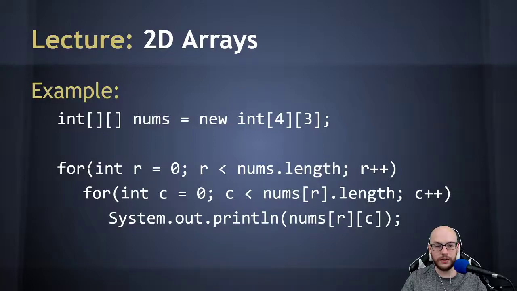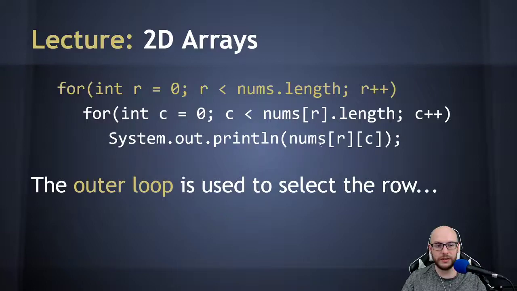One thing I'd like you to notice, actually, I think our slides are going to break this apart, so let's step through it. The outer loop is used to select the row. That's the way I like to think about it. We've clearly labeled it r, but its function also reflects that. It's going to select our row. So initially, we're going to be on row 0.